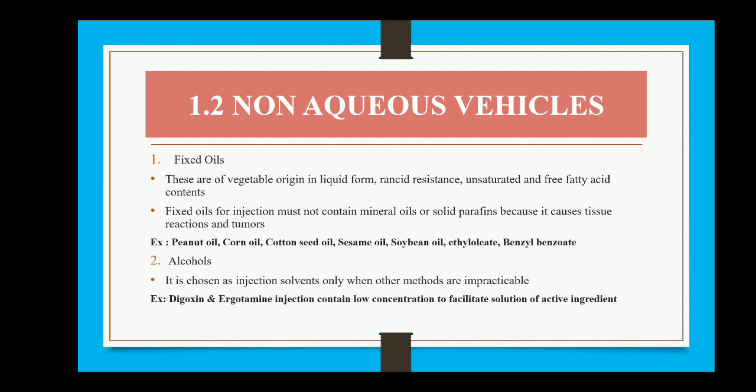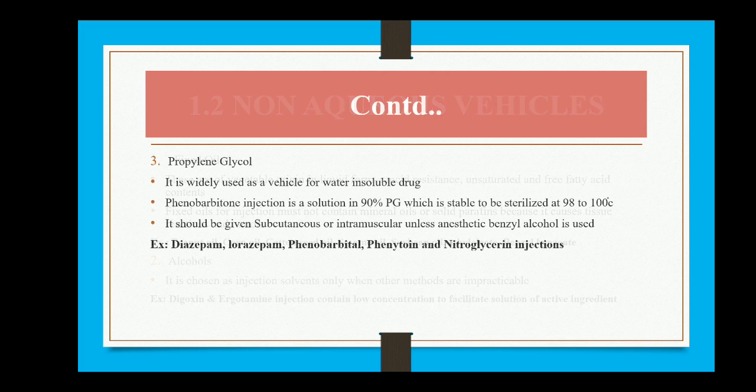Next example for a non-aqueous vehicle is alcohols. It is chosen as an injection solvent only when other methods are impracticable. Example, digoxin and ergotamine injection, which contains a low concentration of alcohol to facilitate the solution of the active ingredient.